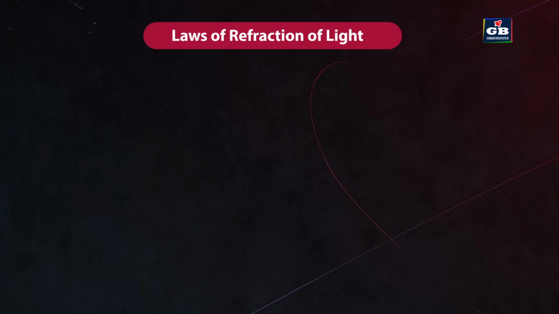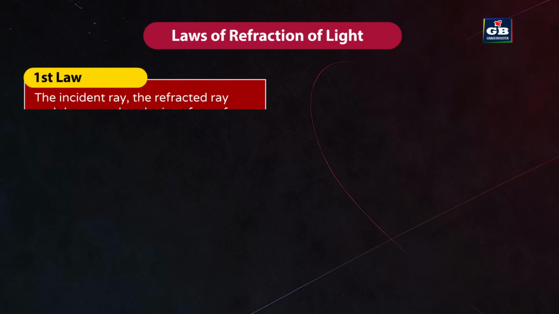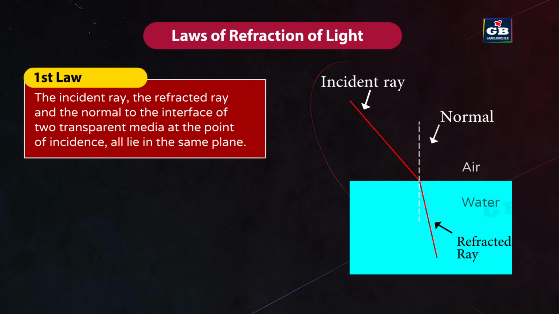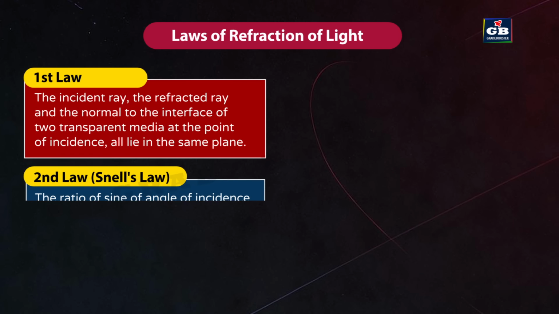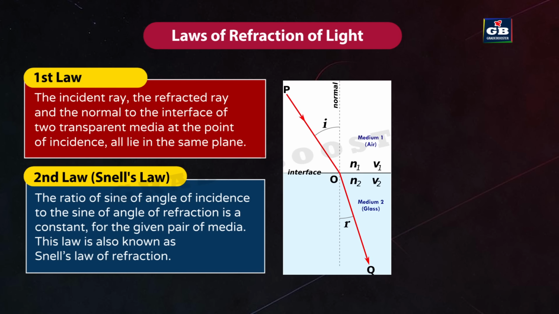Laws of refraction of light. 1. The incident ray, the refracted ray, and the normal to the interface of two transparent media at the point of incidence all lie in the same plane. 2. The ratio of sine of angle of incidence to the sine of angle of refraction is a constant for the given pair of media. This law is also known as Snell's law of refraction.